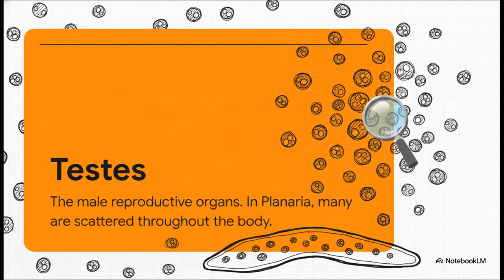All right, let's shift our focus to the diagram on the right, the reproductive system. And our next key word is testes. Say it, testes. Now, these are the male organs that produce sperm. And what's really interesting in the planarian is that they're not just one or two. They are numerous and scattered all over the body.